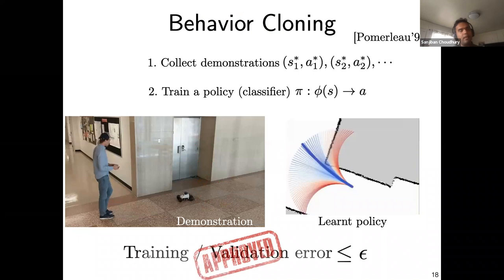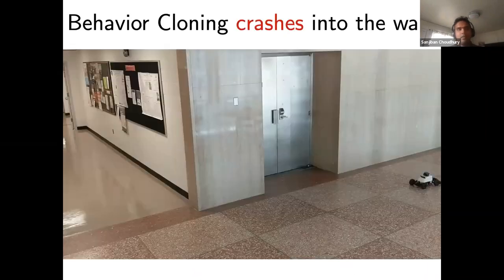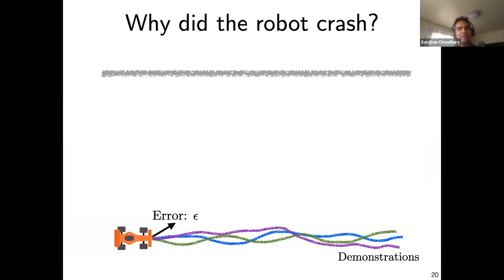And the idea is that if you can drive both training and validation error to less than epsilon, you're good to go. You have a great policy. Here's how the learned policy looks when we roll it out. It looked like it was going well, and then it crashed into the wall. So something went horribly wrong. Let's try to figure out what went wrong.